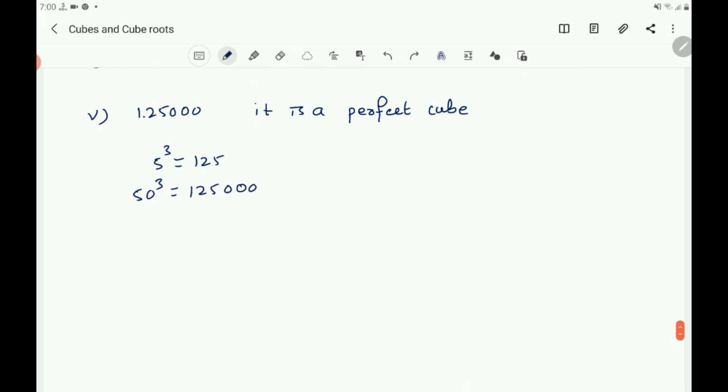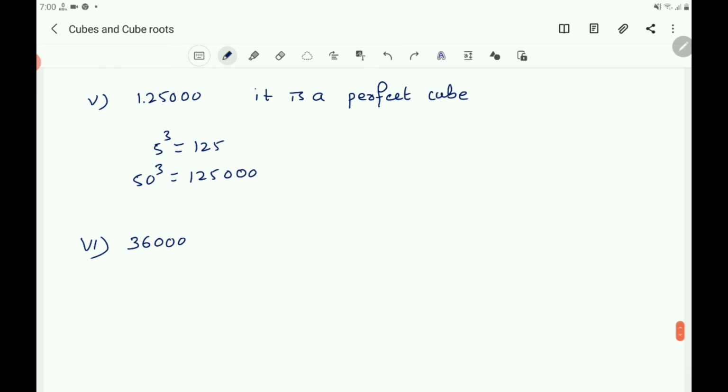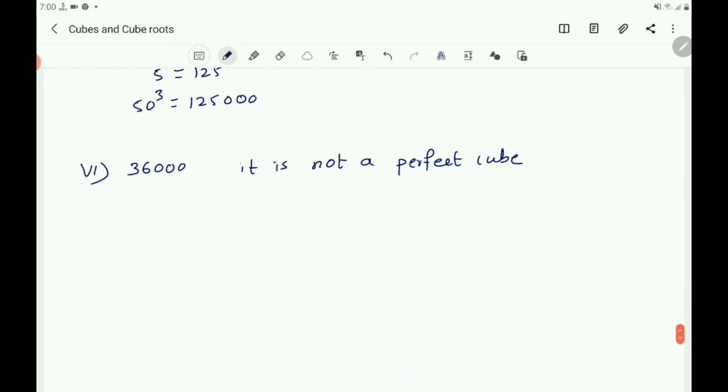Next one is the sixth one, 36,000. You know that 36 is not a perfect cube, it is a perfect square. Even though it is having three zeros, as 36 is not a perfect cube, it is not a perfect cube.